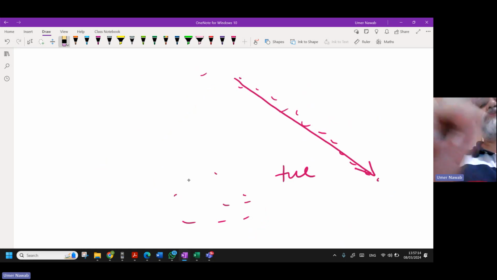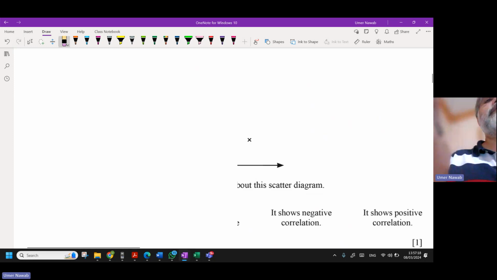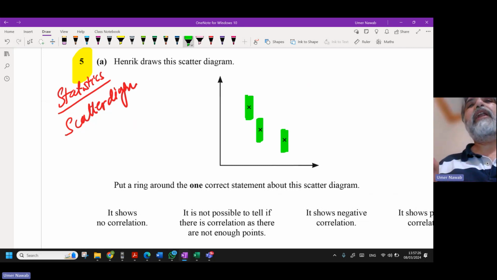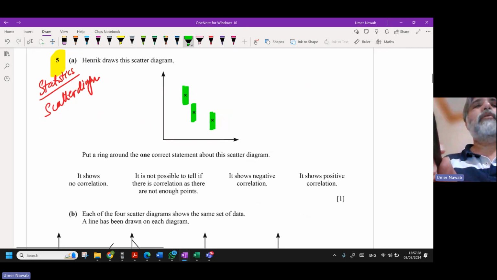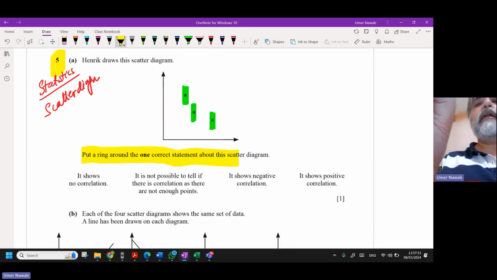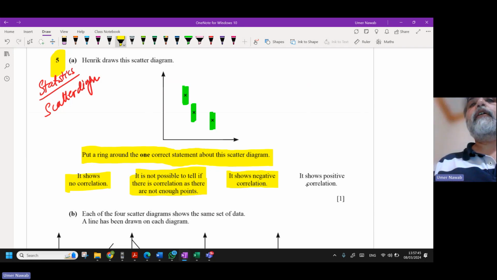Anyways, let's come to the question. So this question is, the examiner has given you a data set, three data set values are given. The values are not so many. So let's see what the examiner is asking you. Put a ring around one correct statement. It shows no correlation. Okay, it is not possible to tell if there is a correlation as there are not enough points. It shows a negative correlation, and it shows a positive correlation.